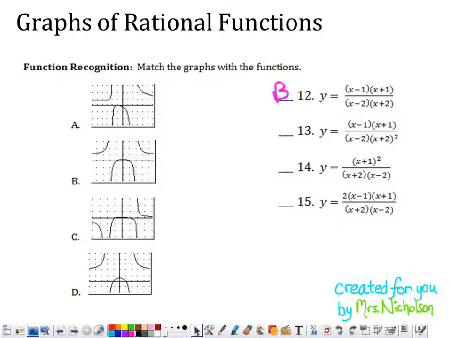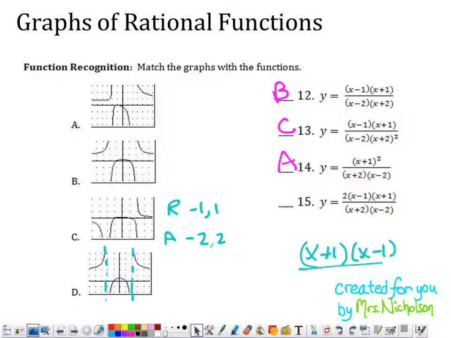So now we have B, C, A. So obviously D goes with 15, but let's talk about it really quickly. Roots, again, at negative 1 and 1. Asymptotes are at negative 2 and 2. So again, I have x plus 1, x minus 1 in the numerator, x plus 2, x minus 2 in the denominator. Let's see what happens on our t's.